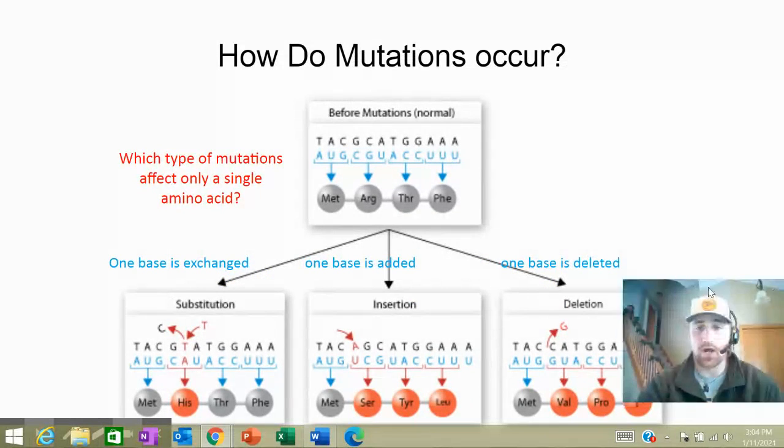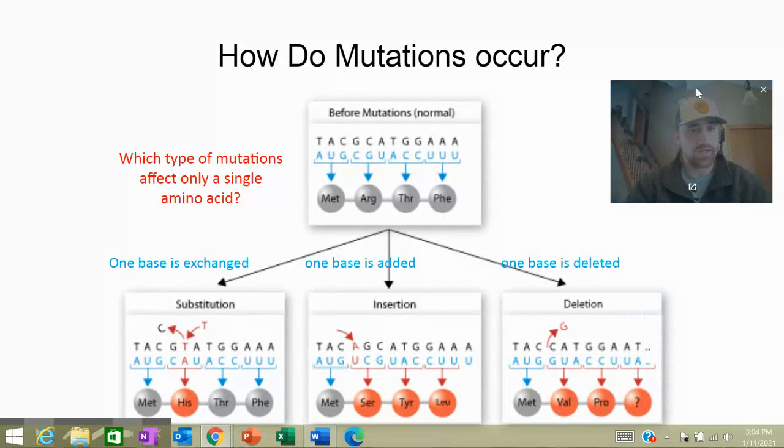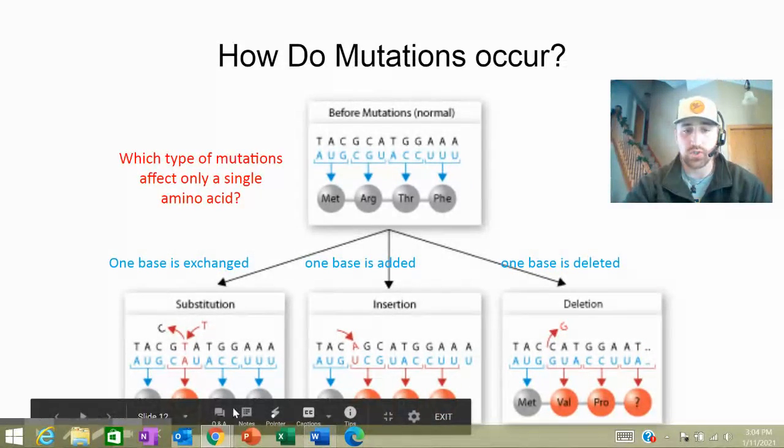Now, how do mutations occur? This is just a rundown of substitution, insertion, and deletion. We're good to go here. This is just another visual for you guys to have, and it's showing some of the amino acid sequences down here, but we're going to talk about that a little bit later as well.